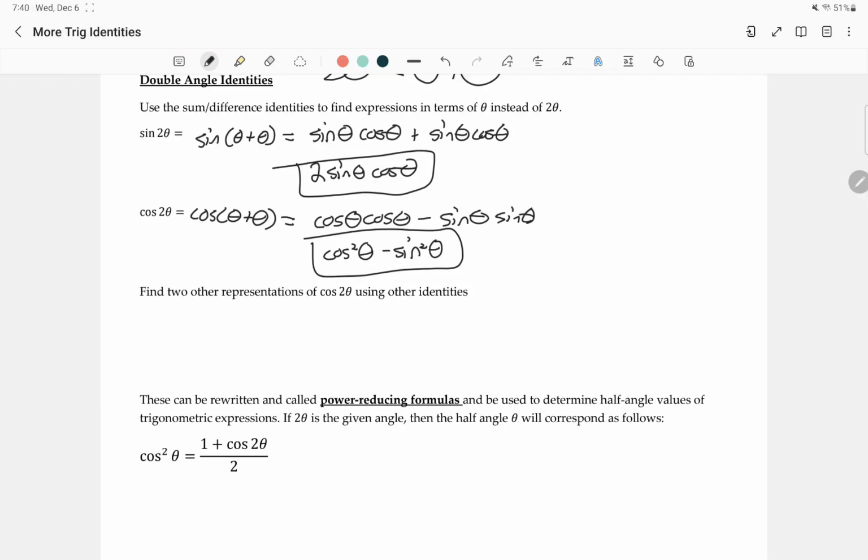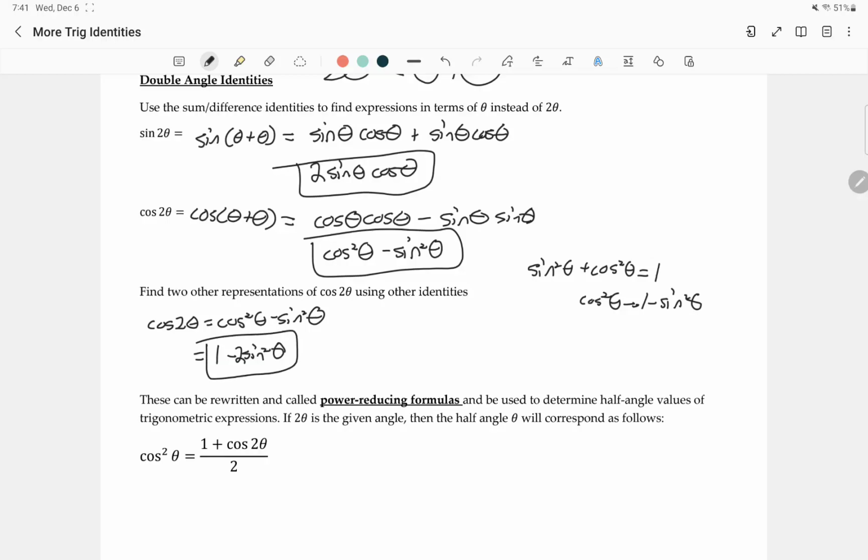But remember the very first identity you learned, which was sine squared theta plus cosine squared theta equals 1, right? So if we have cosine 2 theta is equal to cosine squared theta minus sine squared theta, we can take some of these out, right? We can do some substituting. So we're going to solve for cosine squared theta first, which is equal to 1 minus sine squared theta. So we're going to plug that in. So 1 minus sine squared theta minus another sine squared theta means it's going to be 1 minus 2 sine squared theta, right? So this is one of the first two representations.